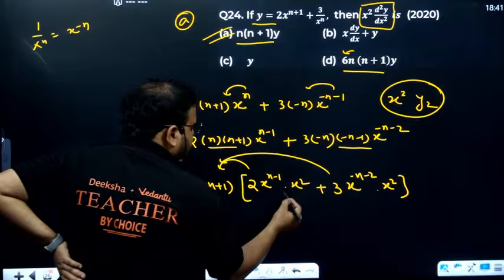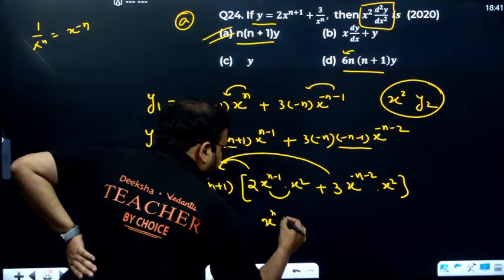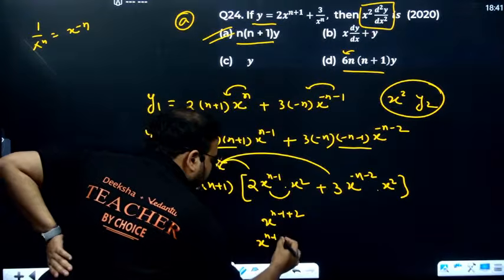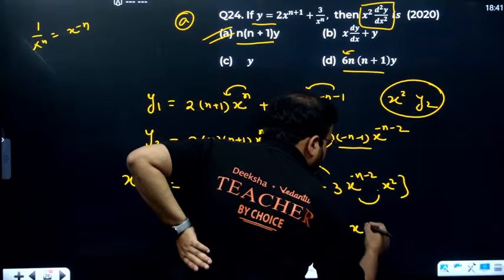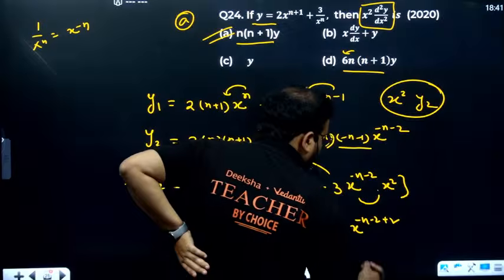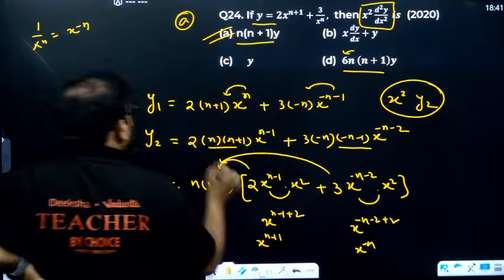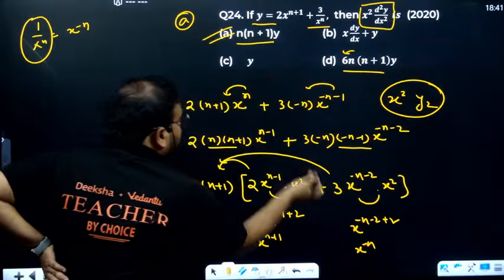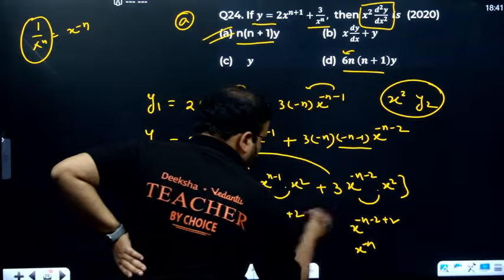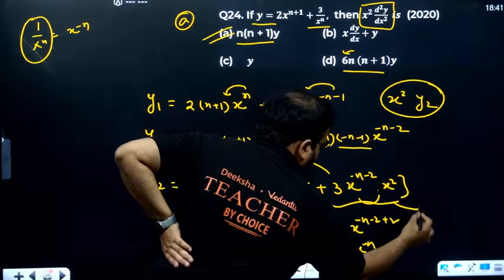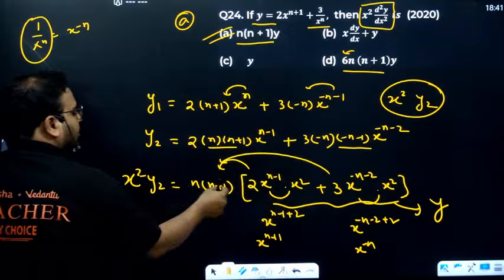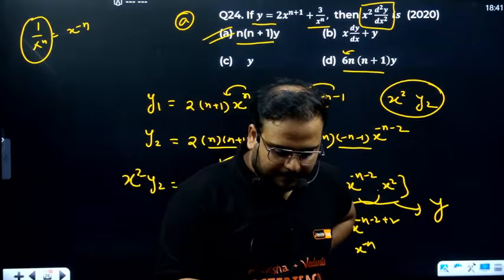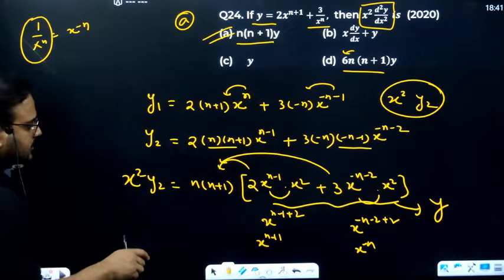If you want to simplify, check here. This multiplication will become x power minus n minus 1 plus 2. That becomes x power n plus 1. And over here it becomes x power minus n minus 2 plus 2. Again it becomes x power minus n, which is same as 1 by x power n, which is same as this term 3 upon x power n. Here also. So this whole thing is given over here that we got as y. So my answer is n into n plus 1 times of y. Is this clear, guys?